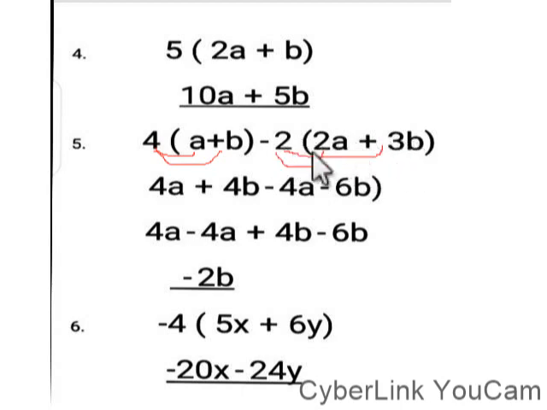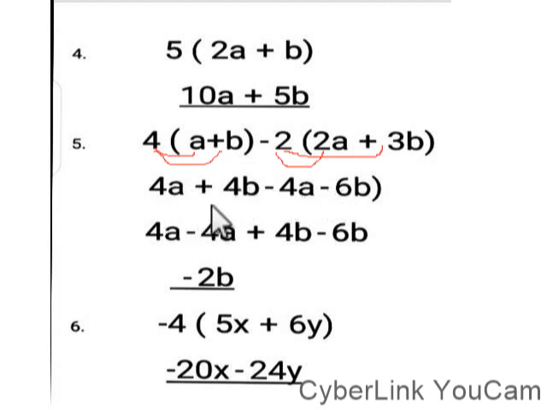Remember that minus times plus is minus, right? So when I say 2 times 3b will give us 6b, because 2 times 3 is 6 and 3 is attached with what? b. So therefore we can say minus 2 times plus 3b will give us minus 6b. The reason being that minus times plus is minus. Now we collect like terms.